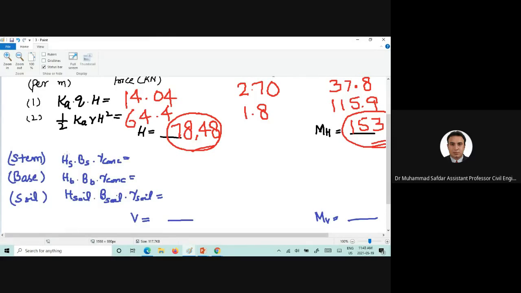So what is the height of the stem, what is the width of the stem, and what is the unit weight of the concrete? We can find out the force, or the vertical force, which would be exerted due to the weight of the stem.